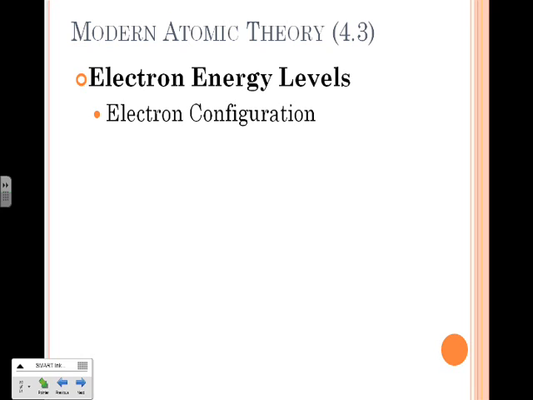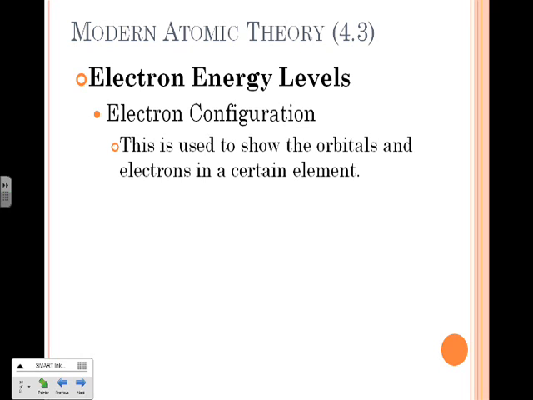Now, electron configuration. Electron configuration is a way to write which element you're talking about and showing how many electrons are in each orbital. So this is used to show the orbitals and electrons in a certain element. An example is, and this looks so confusing, 1s squared, 2s squared, 2p to the 4th. And that's oxygen. Now, you do not have to know how to write these. You'll learn that in chemistry. But you do need to be able to know that that equals oxygen.